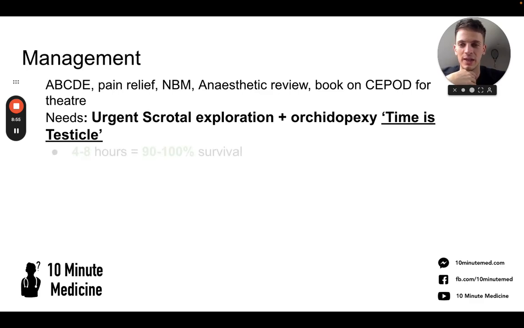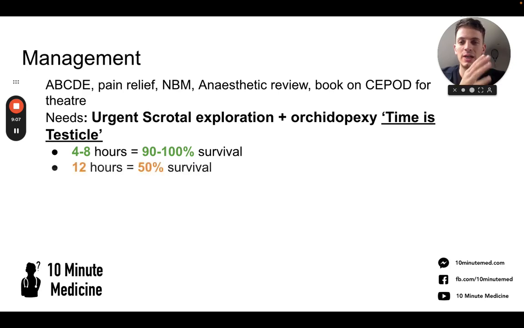So if you present within 4 to 8 hours and do the exploration within that time, the testicle, if torted, has a 90 to 100% chance of survival. That quickly drops to 50% at 12 hours, and then only 10% at 24 hours. So it really is something that you want to get right and get quickly sorted.